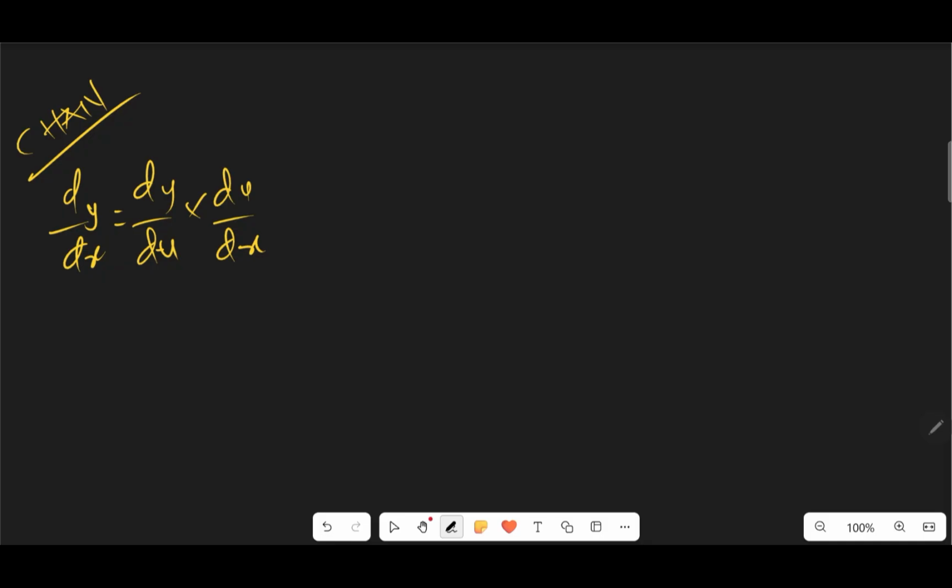So it means that we have to change the letter to u. Then we find dy over du. Then we also come and find du over dx. Then we multiply. Then we get our chain. So that's how the chain rule works.